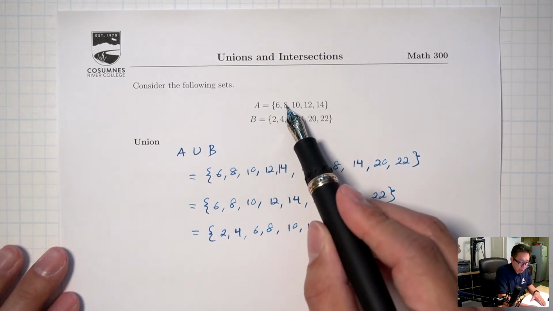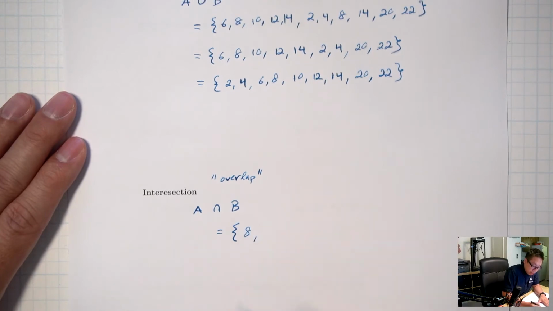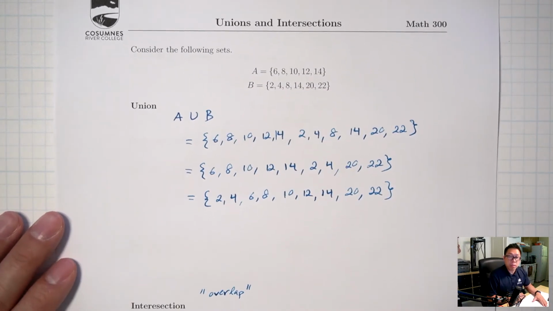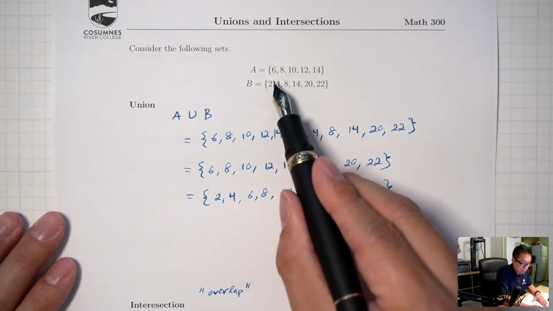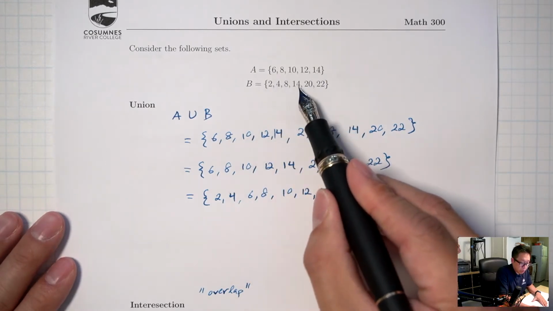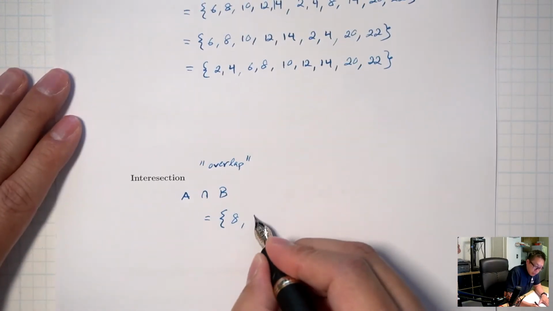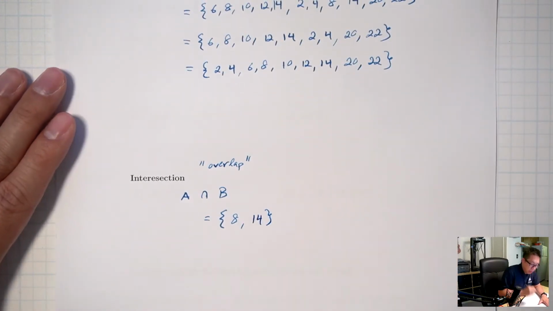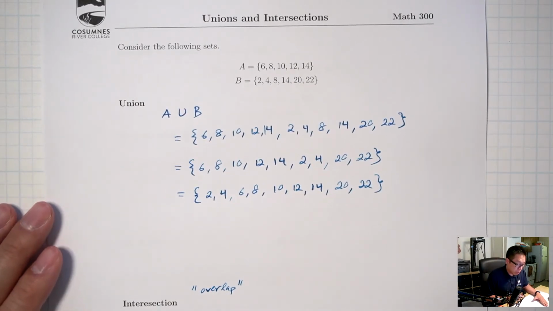8, right? 8's in A and also in B. So 8 is in the intersection. Is there anything else? Do you see any other numbers that are in both sets at the same time? 14. 14 is in both sets at the same time. So 14 is in the intersection. And I think that's all.